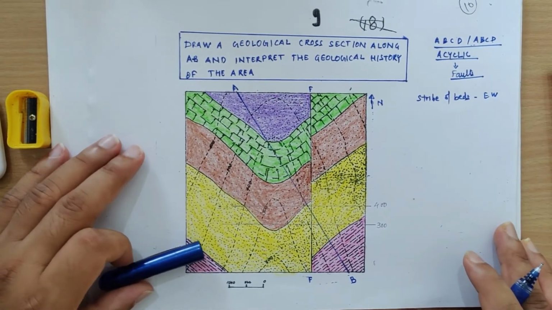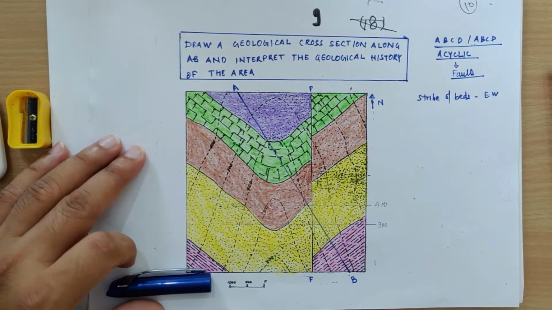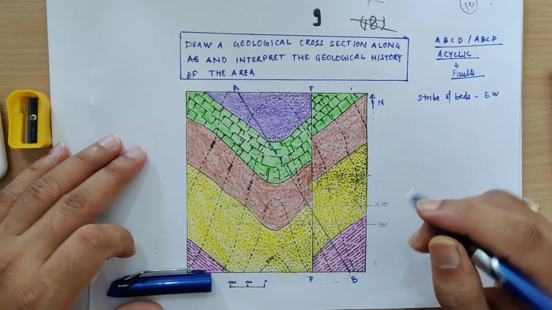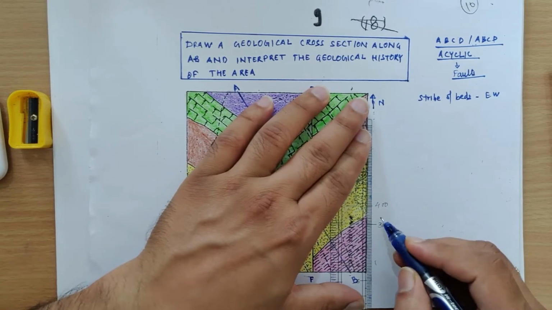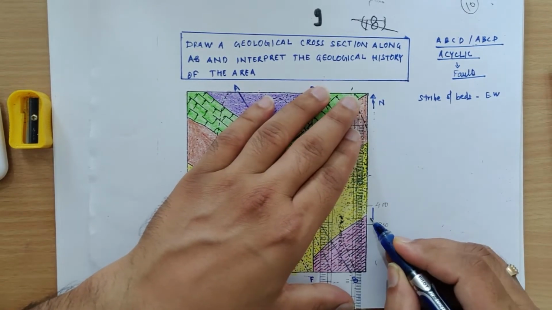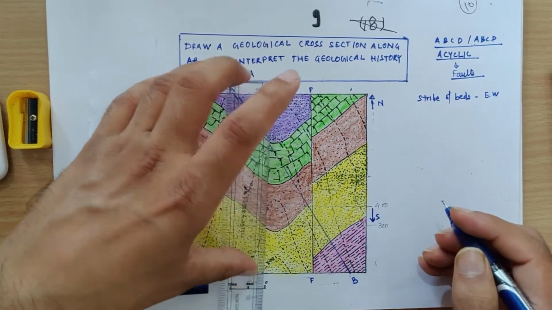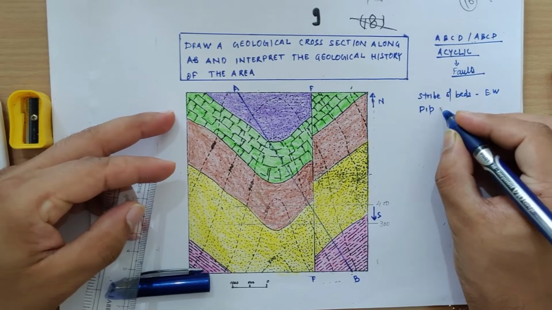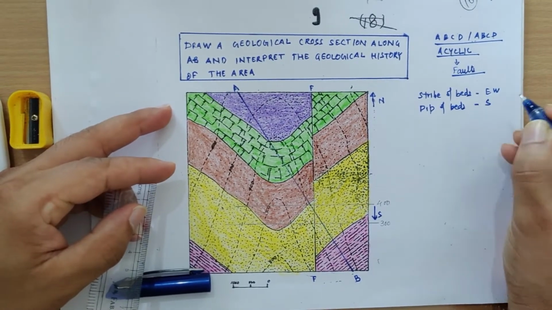Now the dip direction may either be towards south or towards north, but we know that dip is always from higher value of strike line to lower value of strike line. It means this is the direction of dip, from higher to lower. So direction of dip is towards south, and we can mention here the dip of beds is towards south. True dip is towards south.